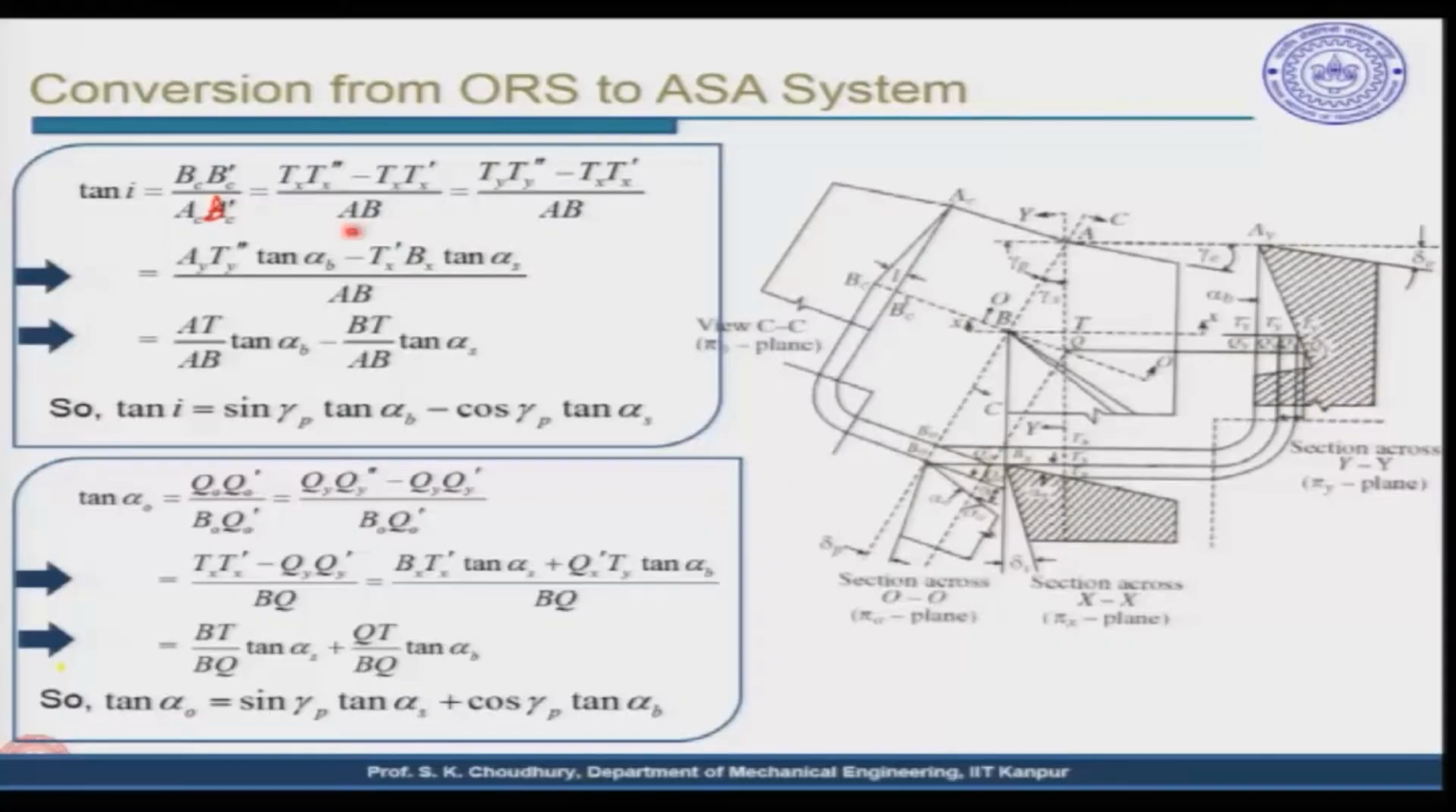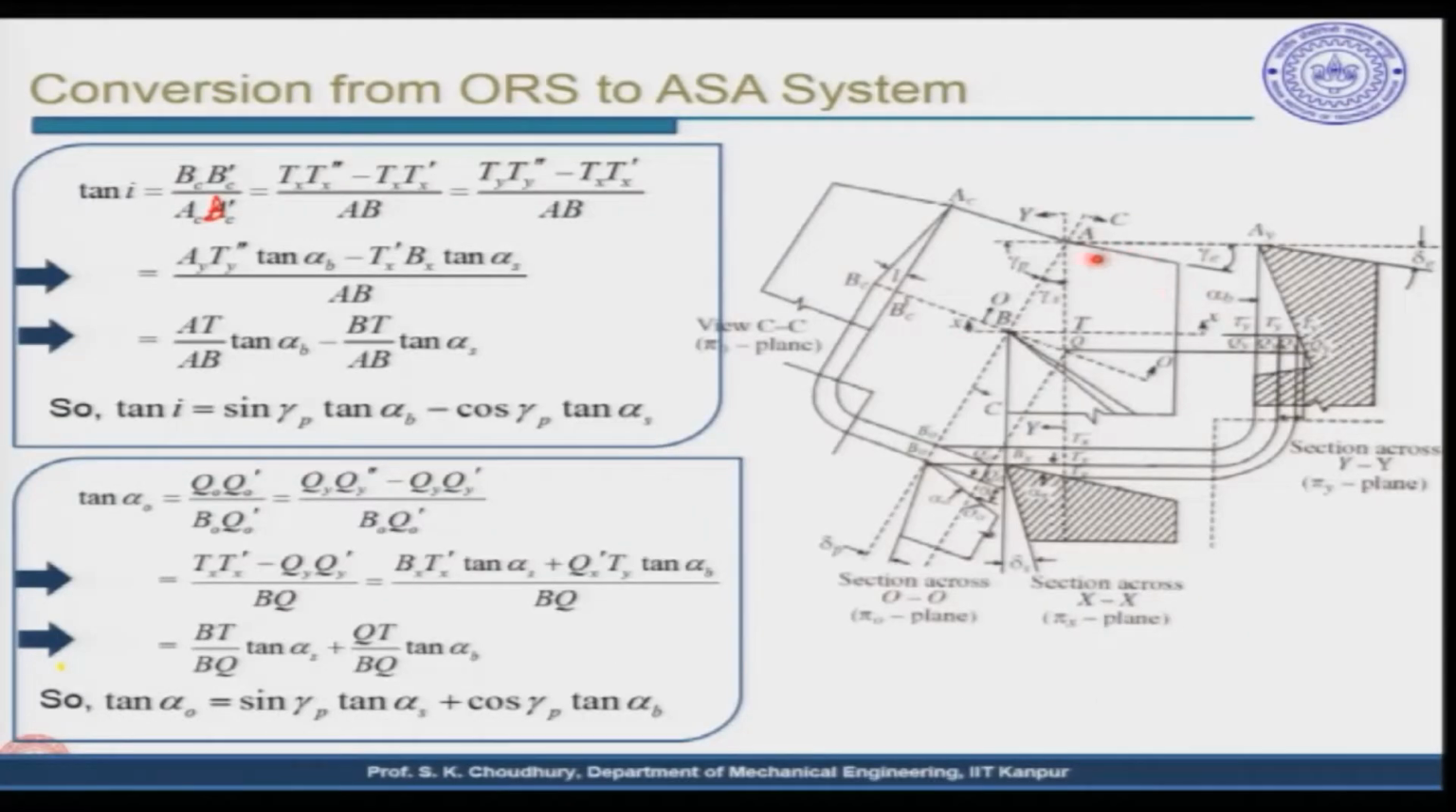Now, let me remind you what we said in our earlier class: if we have a tool given in one of the systems, either in ASA or in ORS or in NRS, we have to convert that system of tool angles into another system if we are using that tool there. That means the ASA system cannot be directly used in the ORS system if you do not convert those angles, because that is required for the regrinding of the tool.